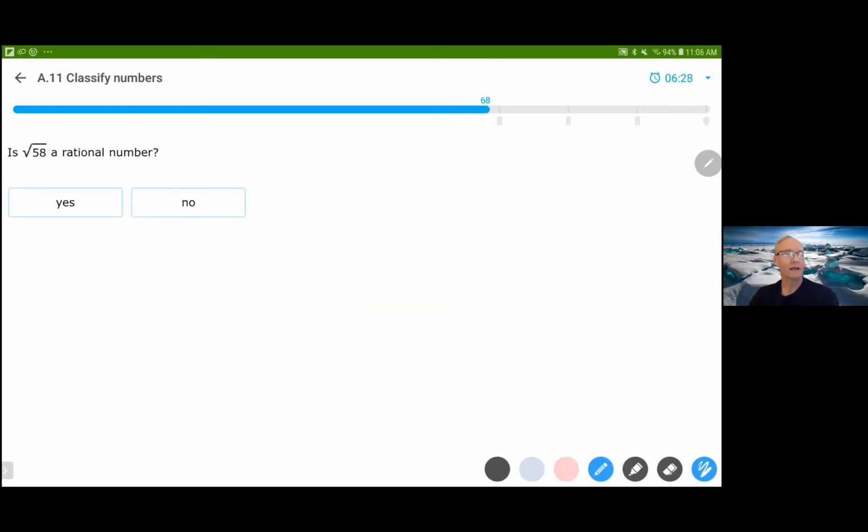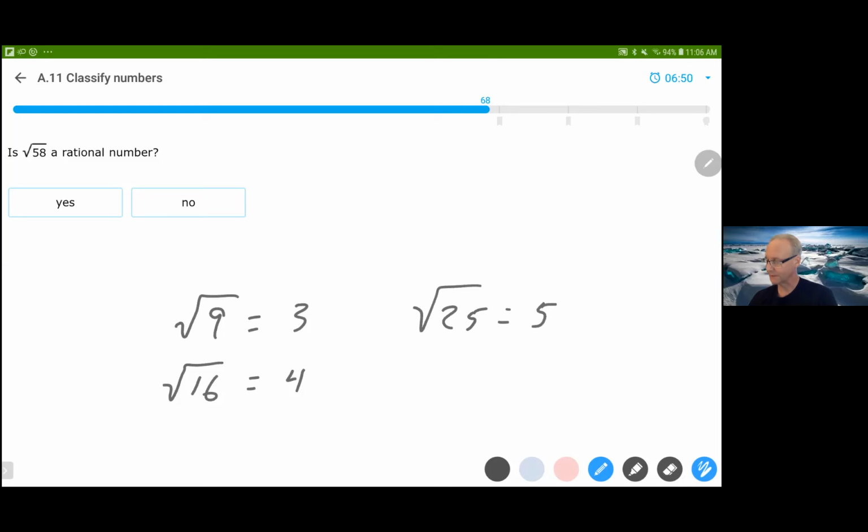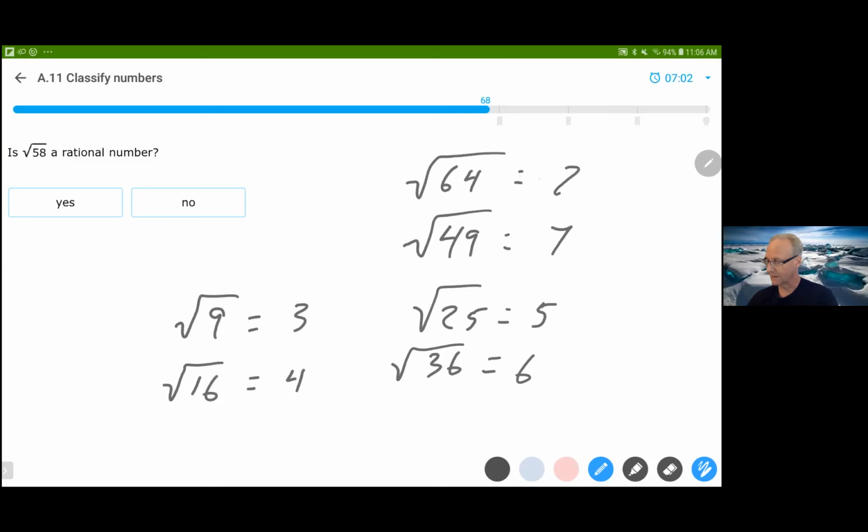Is the square root of 58 a rational number? Now, if the number under the root is a perfect square, like 9, then the square root, 3, is a rational number. All other square roots that don't work out like this, like the square root of 16 is 4, the square root of 25 is 5, all the numbers in between, the square root of 36 is 6, the square root of 49 is 7, and the square root of 64 is 8.